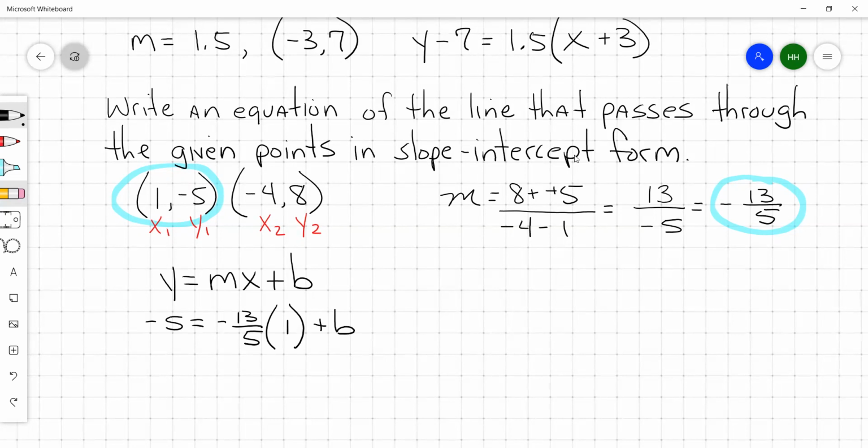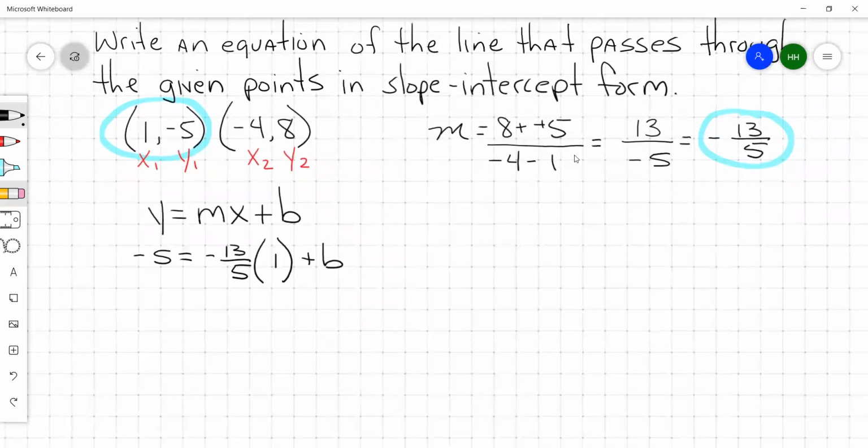Now you're going to solve for b. So -5 equals -13/5 times 1 would be -13/5 plus b. And if you add 13/5 to each side, let's see, we've got -5 plus 13/5. That's -2 2/5. -2 2/5 equals your b.